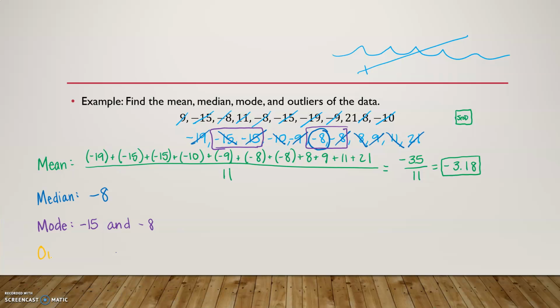Last thing is outliers. Now, outliers can be a little tricky because a lot of it is kind of up to you. You decide if something is really far above or really far below the rest of the data. If I look at my left hand, I would say that negative 19 is pretty close to negative 15. It's only 4 away. But if I look at 11 and 21, that's a distance of 10. So I would say that 21 is an outlier. I will always try to give you data values where it seems pretty obvious, but I could see justification for there not being an outlier. So just use your best judgment.